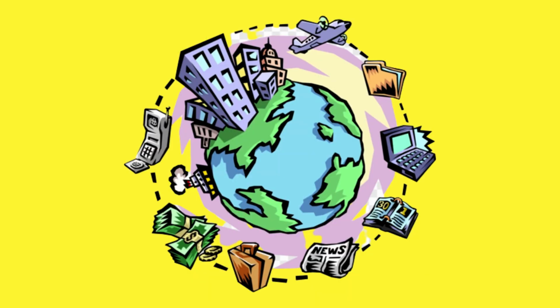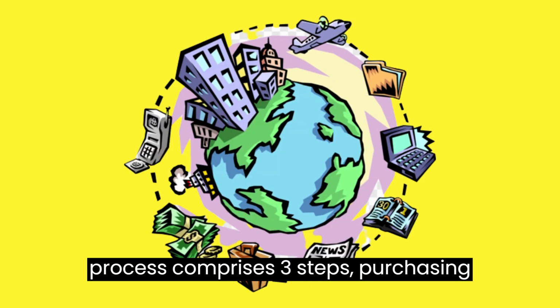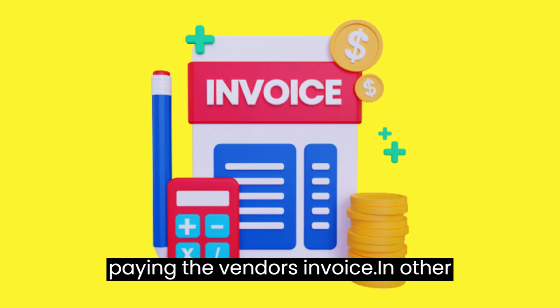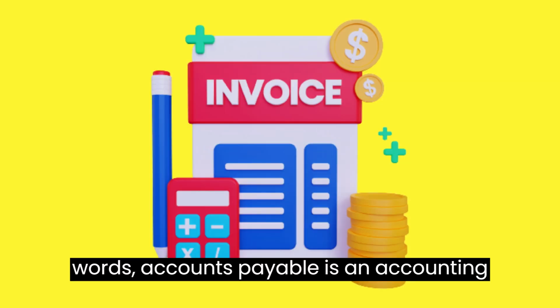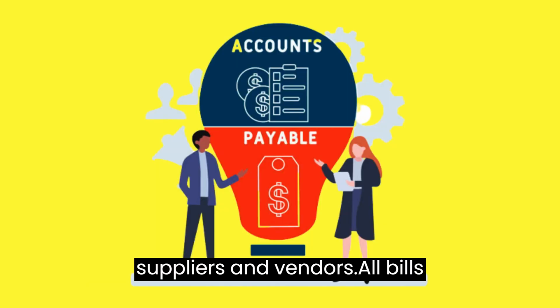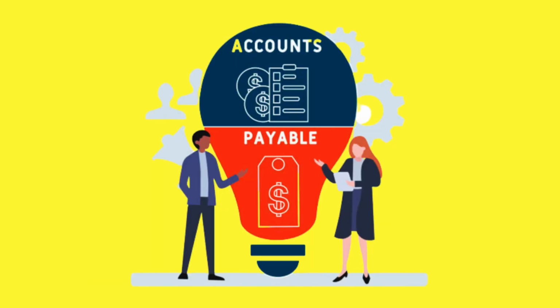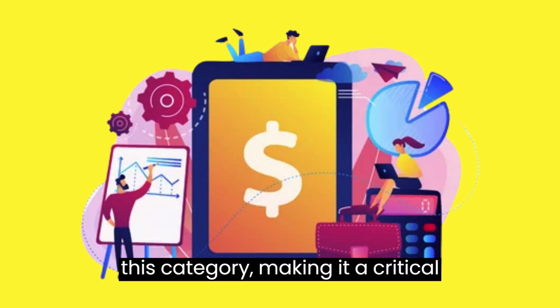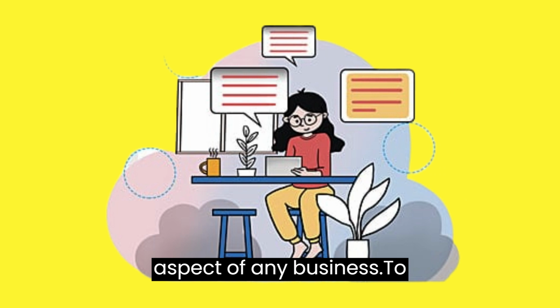The accounts payable process comprises 3 steps: purchasing the order, receiving the order, and paying the vendor's invoice. In other words, accounts payable is an accounting term for the money your business owes suppliers and vendors. All bills and debts, other than payroll, fall into this category, making it a critical aspect of any business.